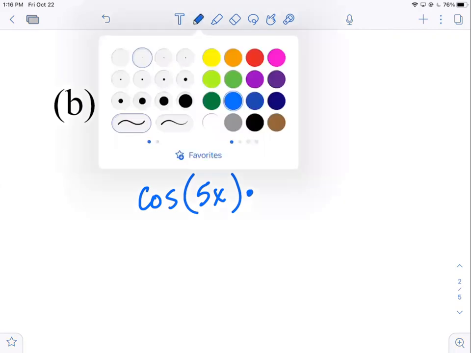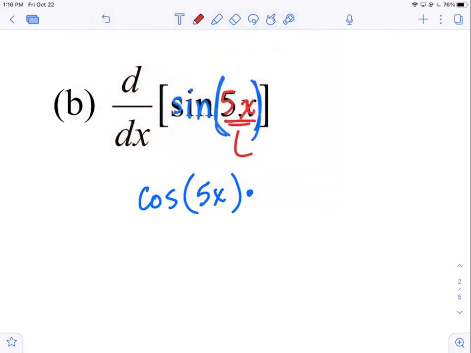Times, and now we say, okay, times the derivative of the next layer. What's the derivative of 5x? 5. Yeah, there it is. That's the answer. So how would we clean that up? Well, maybe put the 5 in the front, right? 5 cosine of 5x. And I guess you don't even need the parentheses anymore. It's understood. That's it.